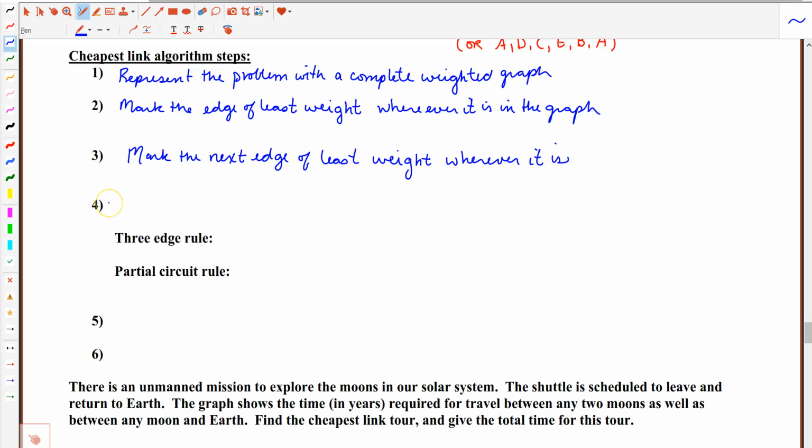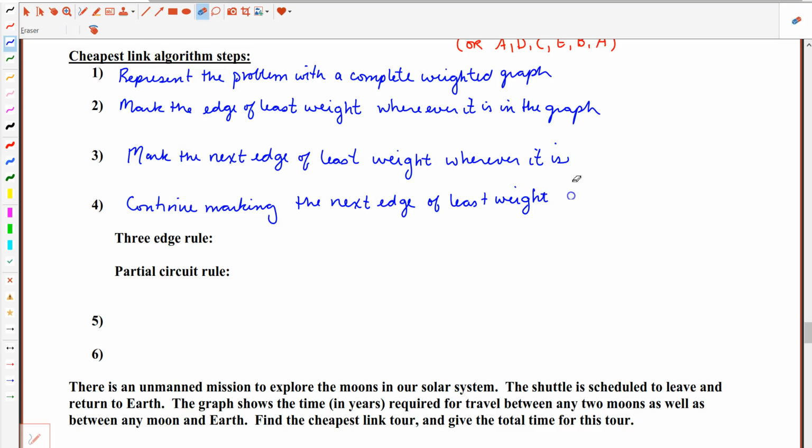So for step 4, continue marking the next edge of least weight unless it violates one of these below 2 rules.